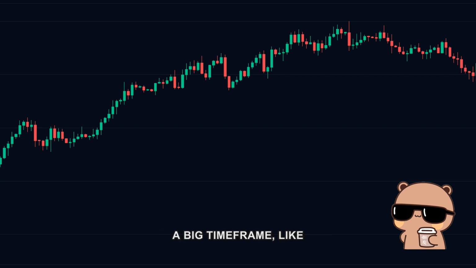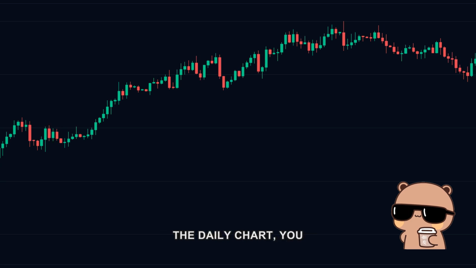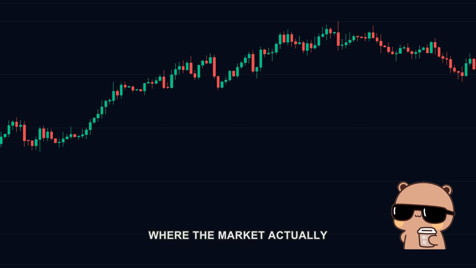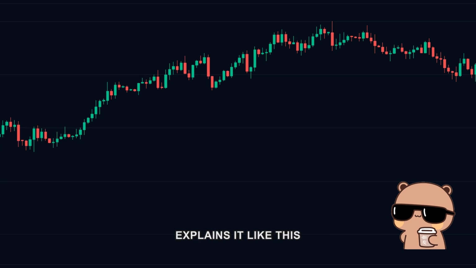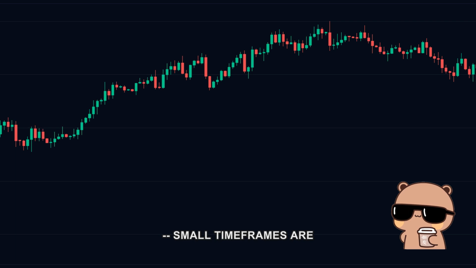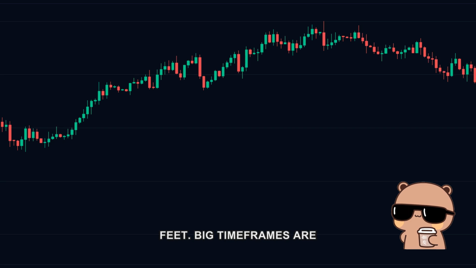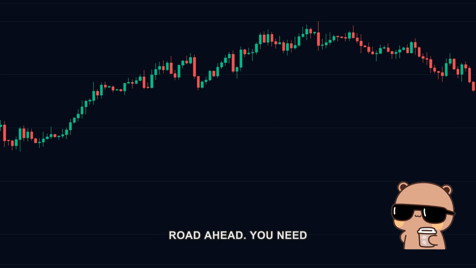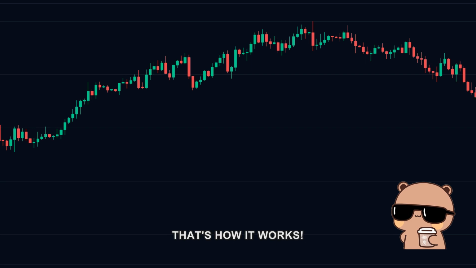When you pick a big time frame, like the 4 hour chart or the daily chart, you see the big picture, the real trend, where the market actually wants to go. Dudu explains it like this. Small time frames are like looking at the ground right under your feet. Big time frames are like climbing a hill and seeing the whole road ahead. You need both to know where you are going. Honey, that's how it works.